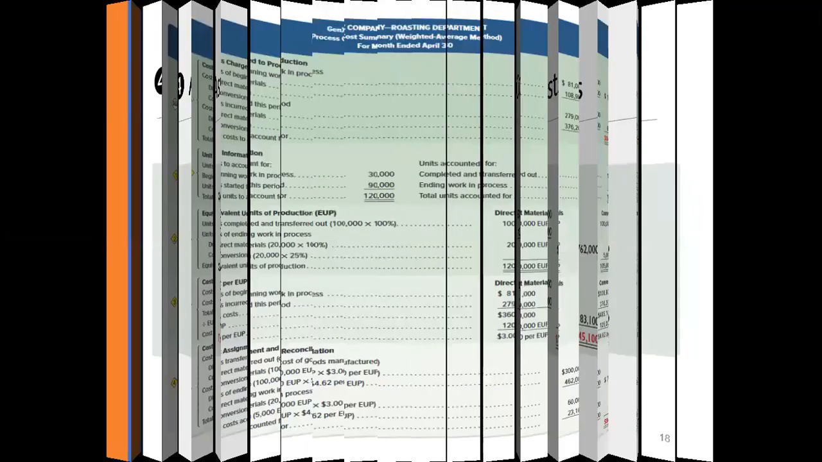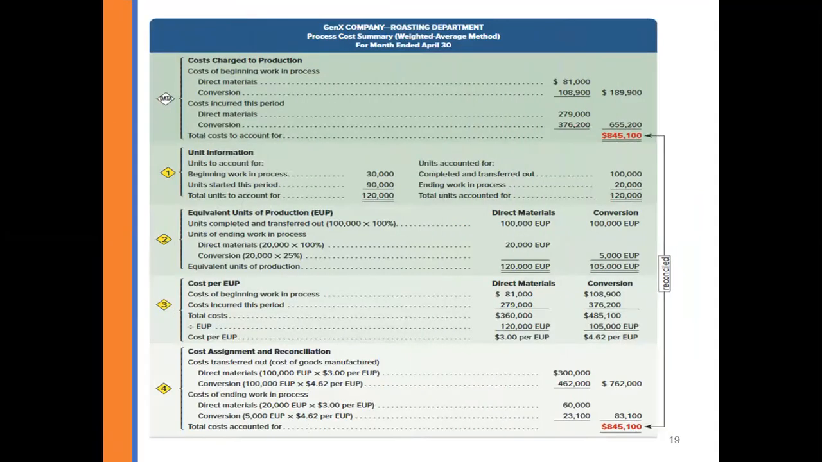Okay, here's what that whole thing looks like all together, right? Each step we see here. The cost charged to production, that's what they gave us at the onset or the introduction to all this. We needed to account for 845,100 in cost. And then we go through each of the steps, step 1, step 2, step 3, step 4. We had a slide for each of those steps. And upon that last step, we accounted for those costs with respect to units completed and transferred out, and then what we have in ending work in process still.